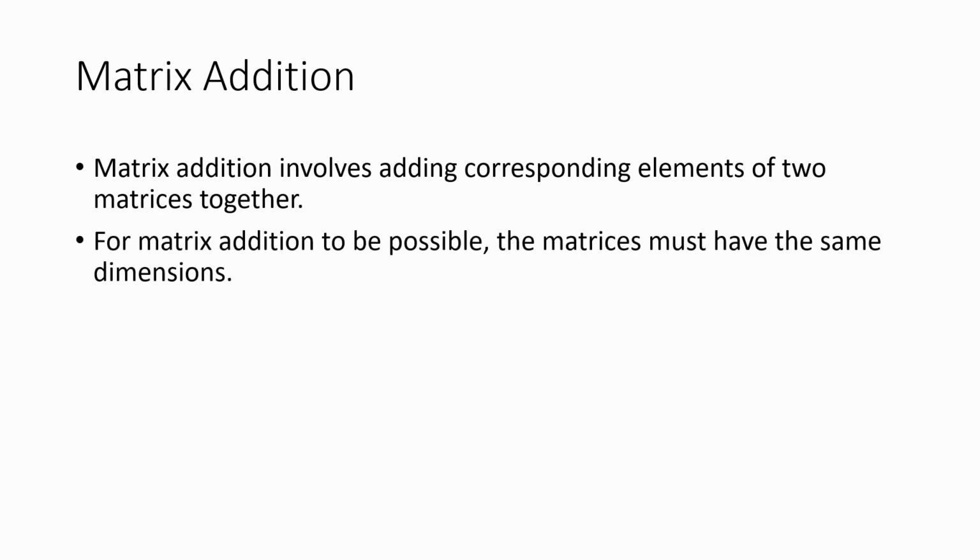So, to be able to do matrix addition, the matrices must have the same dimension. For example, 2 by 2 and 2 by 2, 3 by 3 and 3 by 3, or 4 by 4 and 4 by 4. So if the matrices have different dimensions, it's not possible to do the matrix addition.